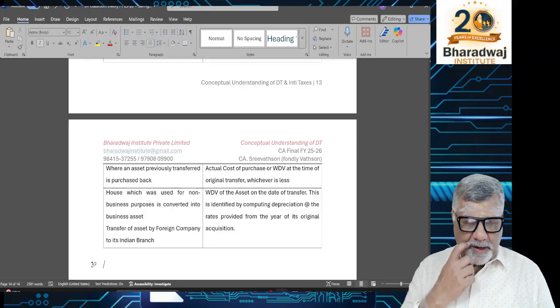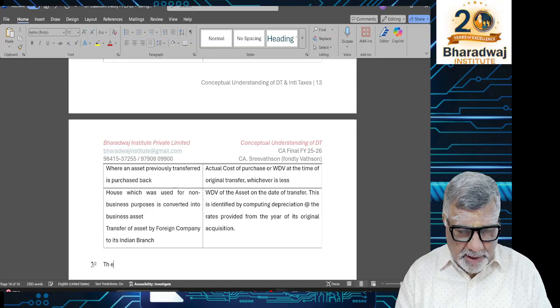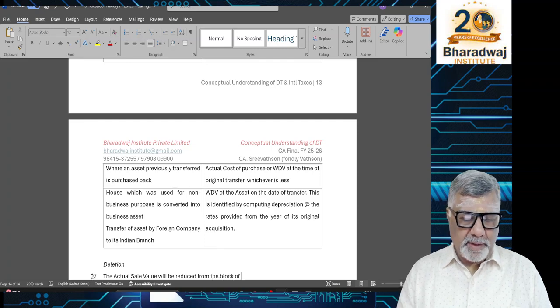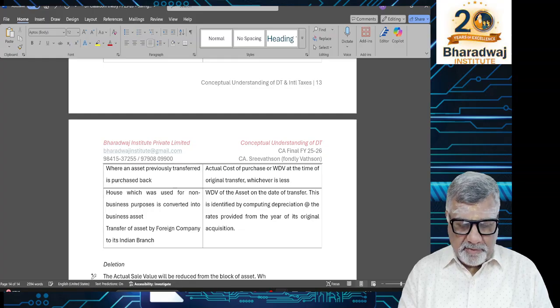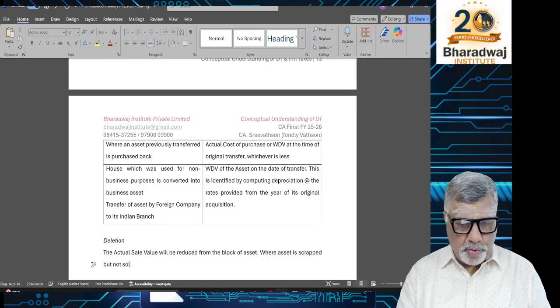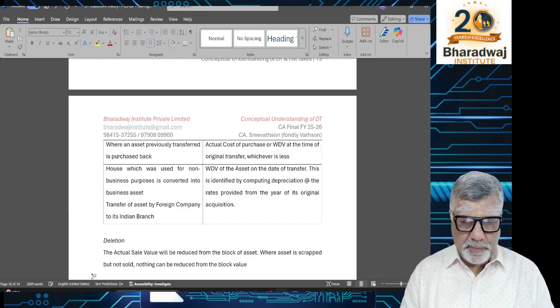Please leave 3-4 lines and start. The actual sale value, deletion. The actual sale value will be reduced from the block of assets. Where an asset is scrapped but not sold, nothing can be reduced from the block value.